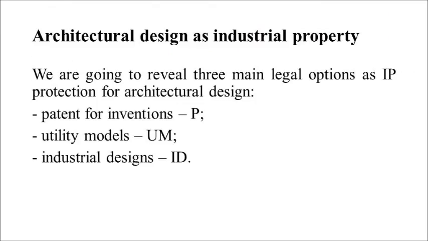Architectural design as industrial property. We are going to review three main legal options for IP protection for the architectural design: patent for invention, utility models, and industrial designs.